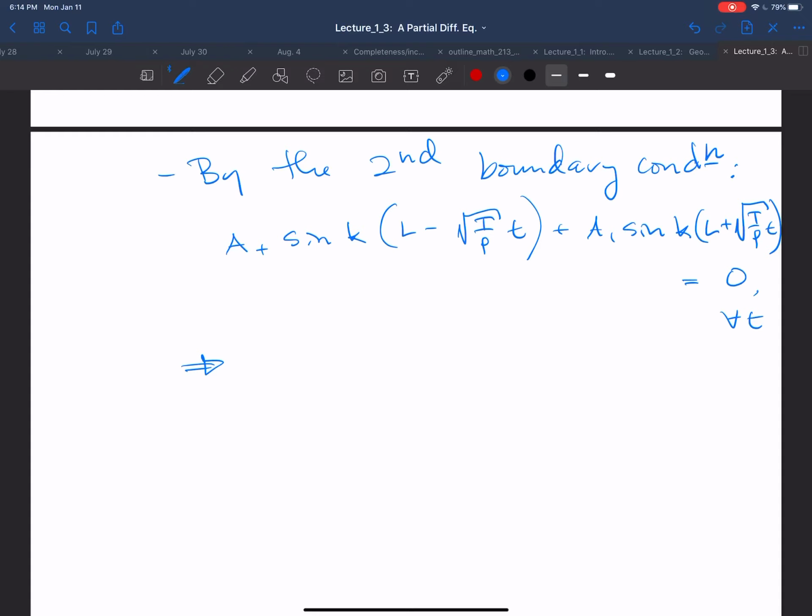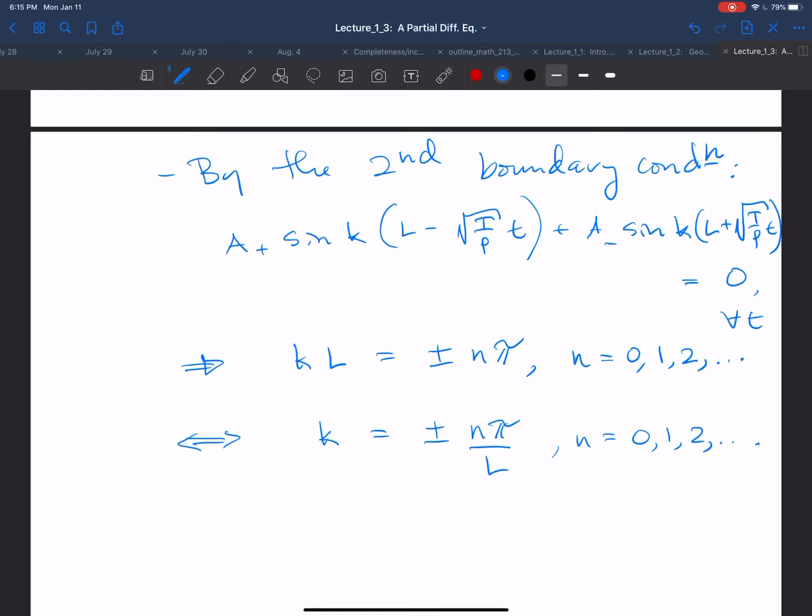Well, if that is going to be 0 for all t, then we know that these two amplitudes are the same, but these terms are going to have to cancel out. And that means that kL is going to have to be a multiple of pi. In other words, because both ends of the string are fixed, k can only have certain values if we are to satisfy our equation. So in particular, k must be plus or minus n pi over L, where n is 0, 1, to any non-negative integer.